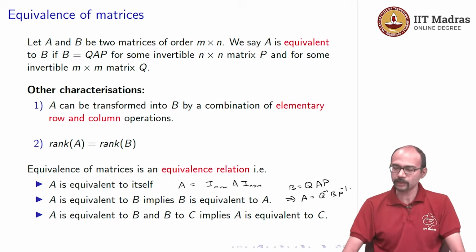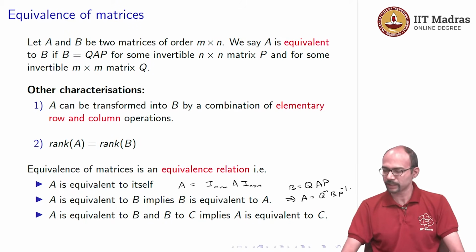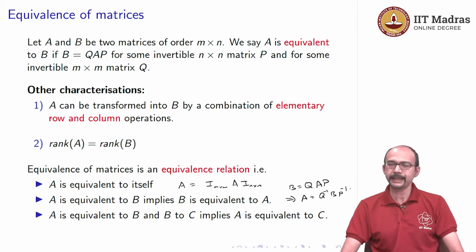So, A is equivalent to B, that is what we started with. That means B is QAP, which will imply that B is equivalent to A. Because we can write A as Q inverse times B times P inverse. So, that means you can multiply on the left by some invertible matrix and on the right by some invertible matrix to get A from B. So, B is equivalent to A.